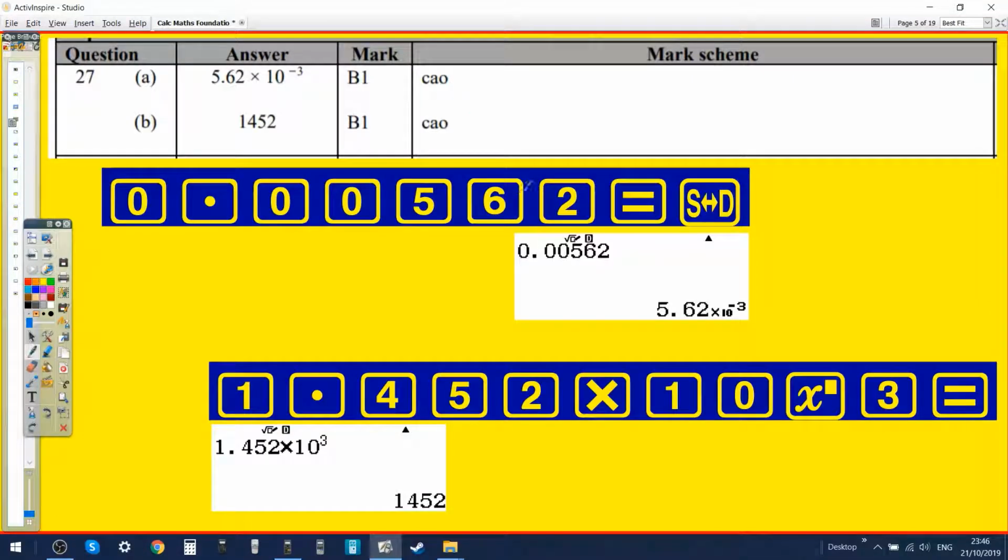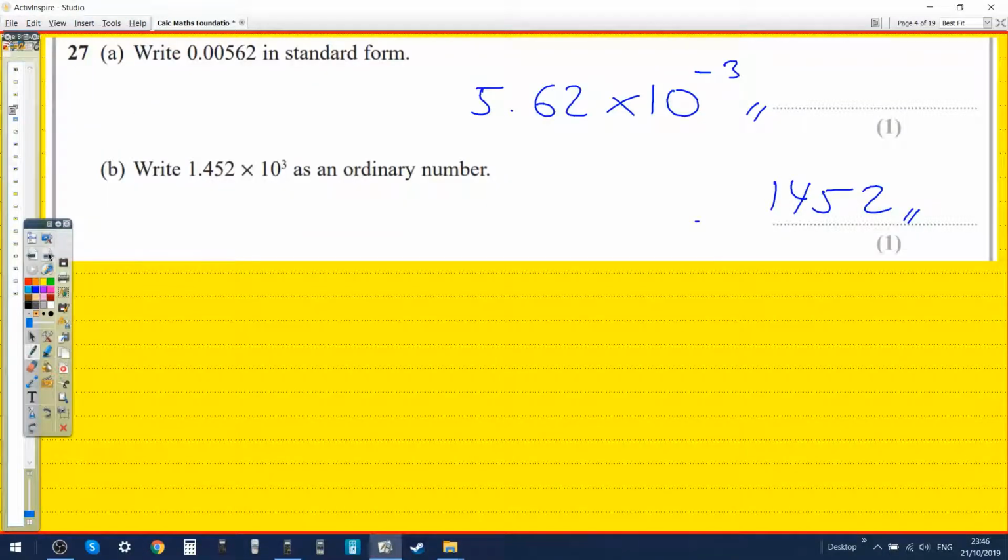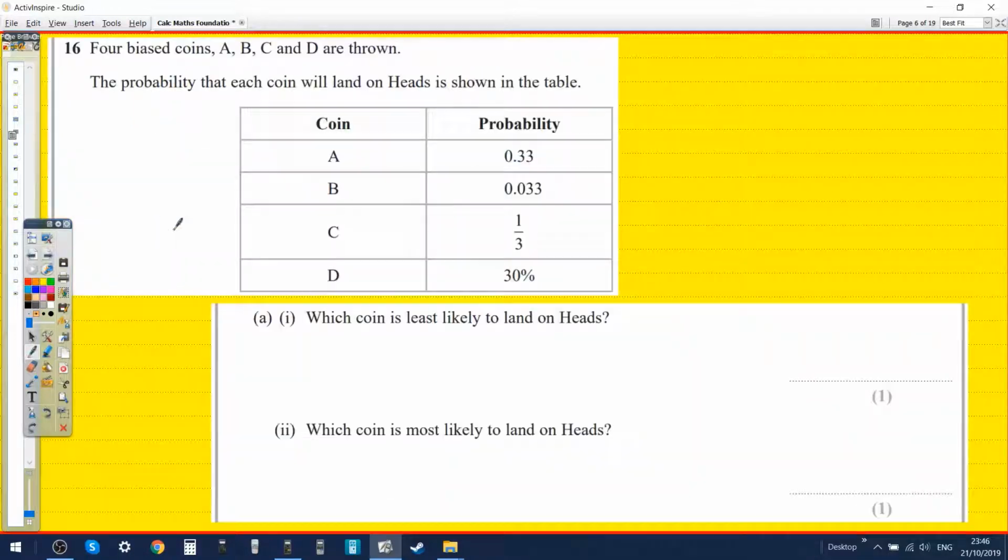1452. I don't even know what any of this means. I get every single question right. And this is what you needed to do. 1 mark, 1 mark. That is 2 more marks. Standard form, ordinary form, what even is that? You would think this is the hardest question in the world.